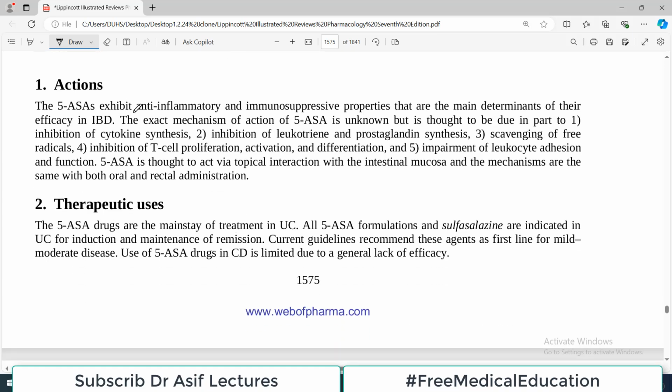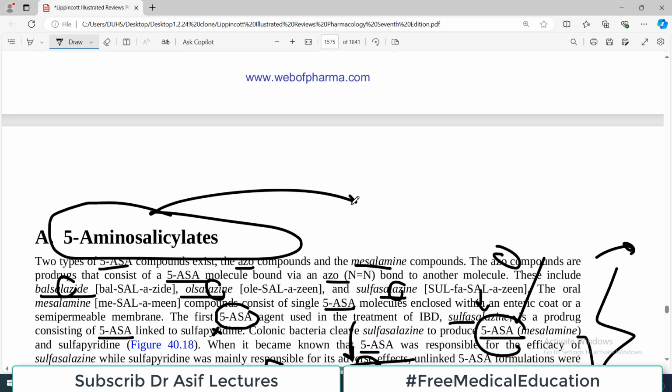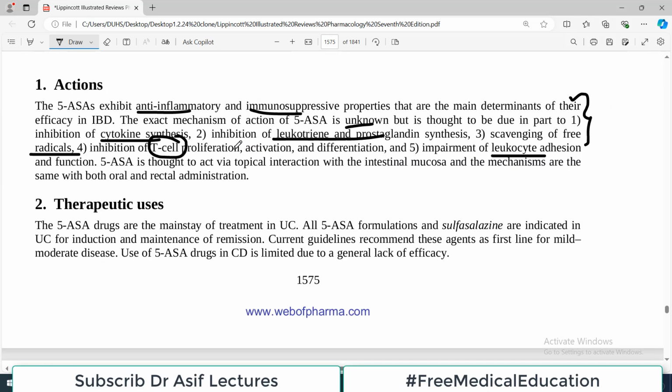What is the action? It exhibits anti-inflammatory actions. Also, it suppresses immune reactions, and this is what you need in IBD. The exact mechanism is, however, unknown, but is thought to be due in part to inhibition of cytokine synthesis, leukotrienes and prostaglandins, and scavenging free radicals. Also inhibition of T-cell proliferation and impairment of leukocyte adhesion function. Now, it's kind of generally inhibiting the overall inflammation. And look at this, how interesting is this? A very important and routinely used drug, and the exact mechanism of action in IBD is actually not known. Okay, and that's what happens.